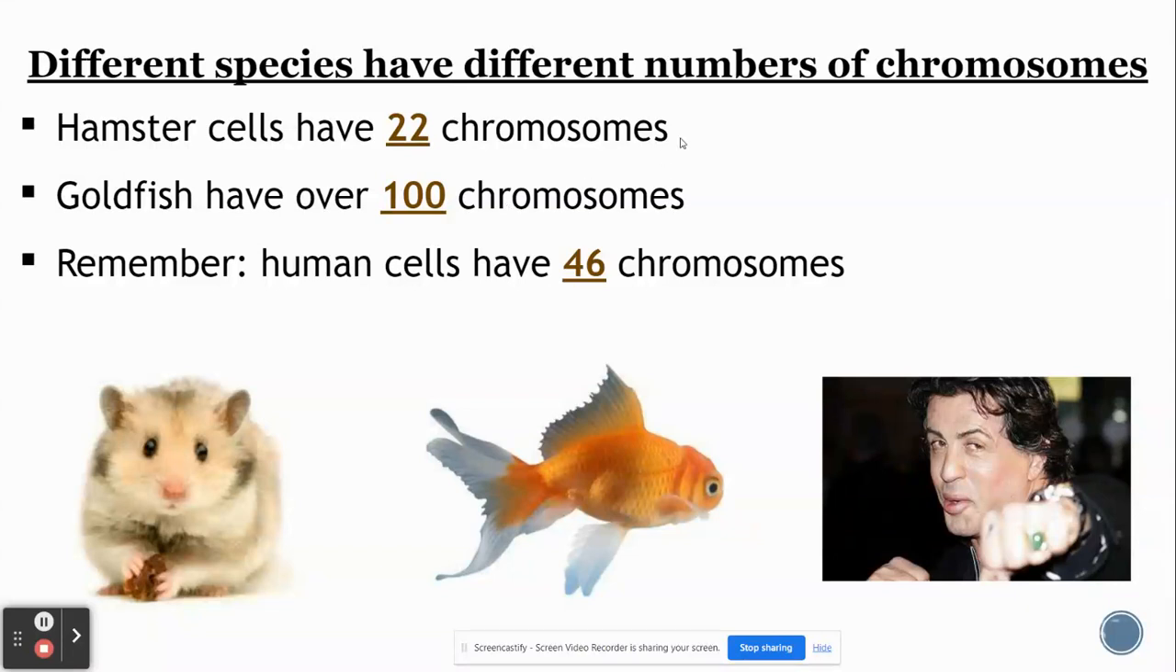And so if you're interested in biology and knowing more about the number of chromosomes, you can easily look that up to find out how many chromosomes your favorite animals or favorite plants have. And then you can apply that, just like we did with humans, to figure out how many chromosomes gametes would have.